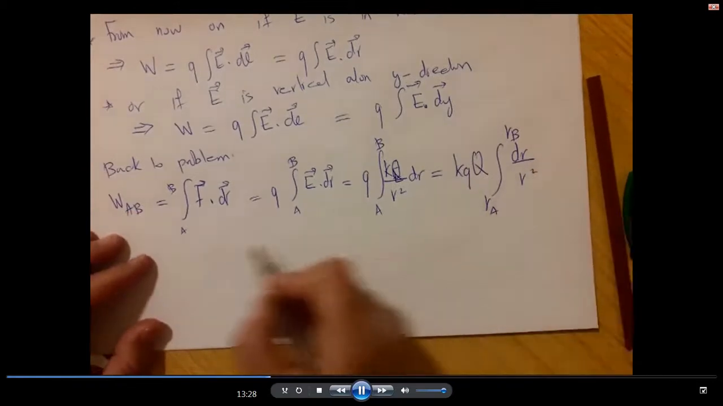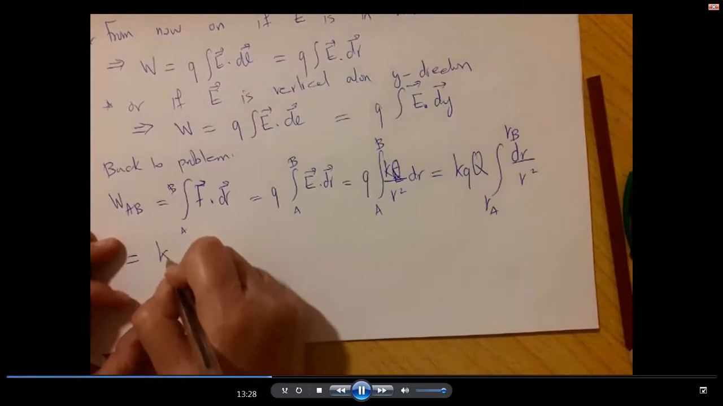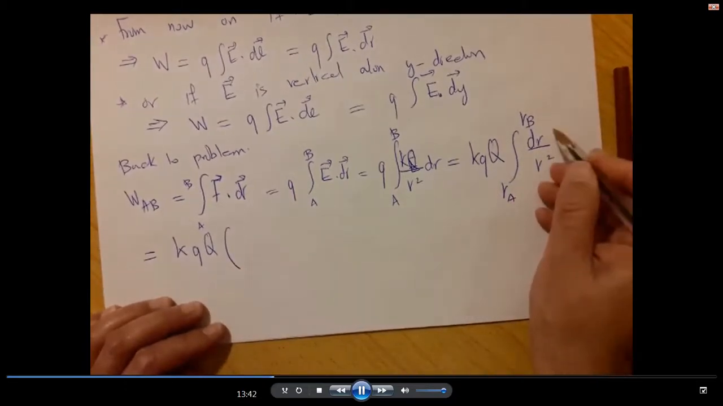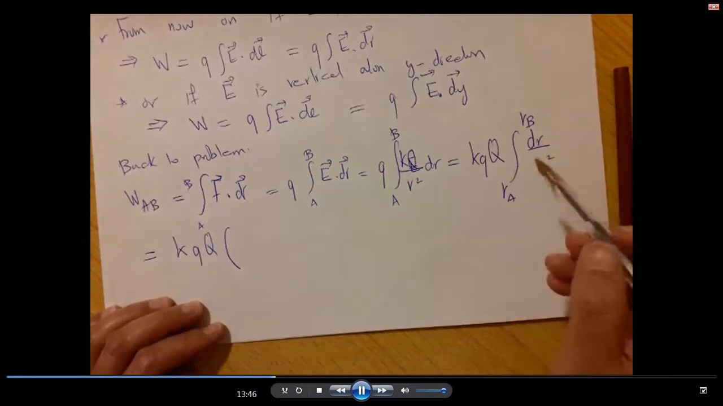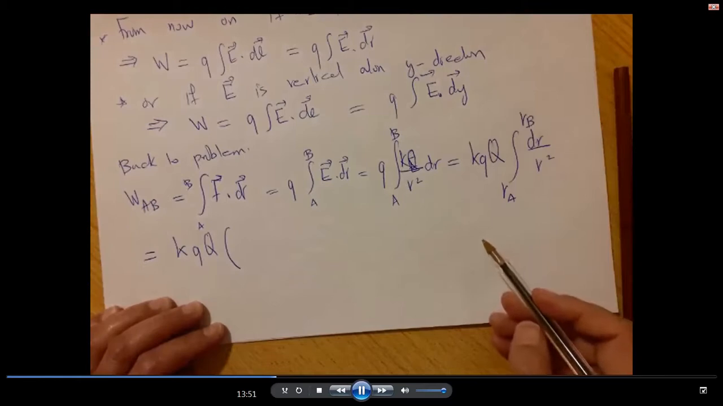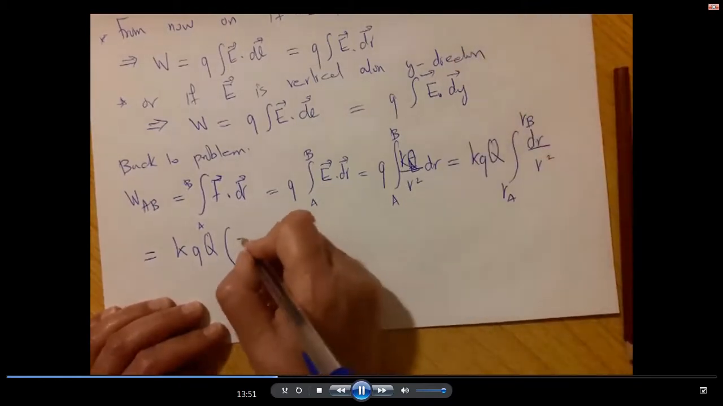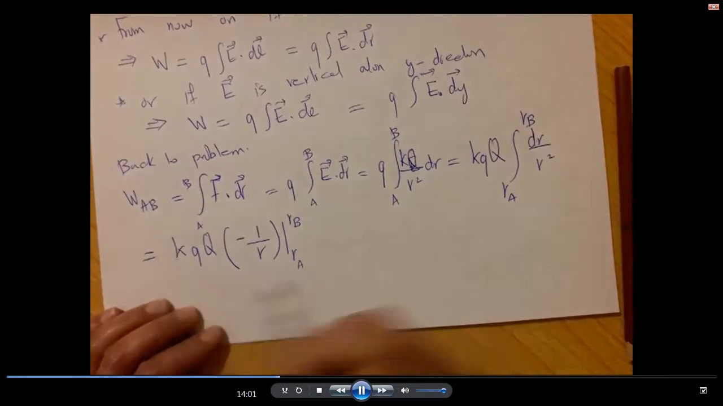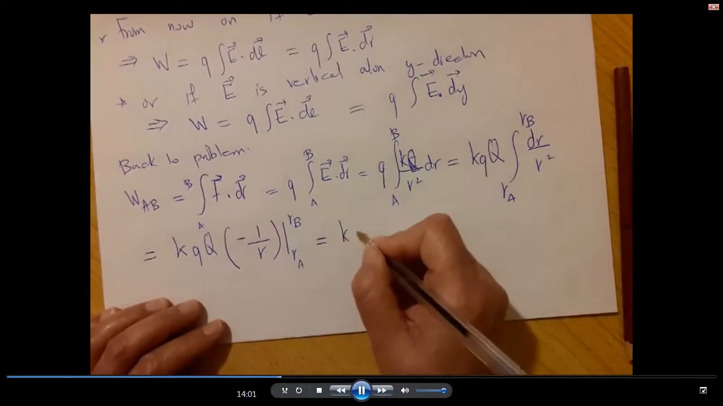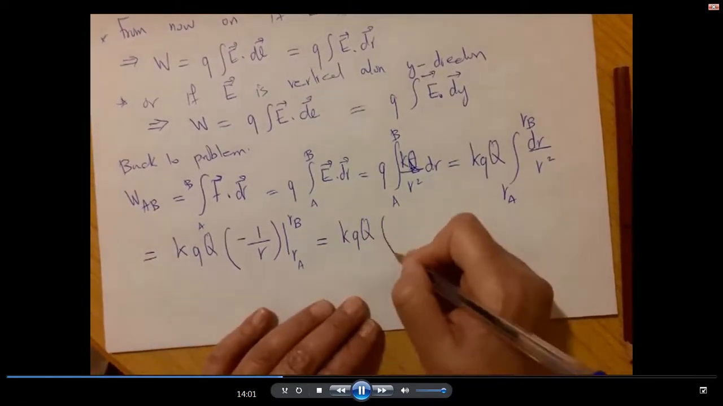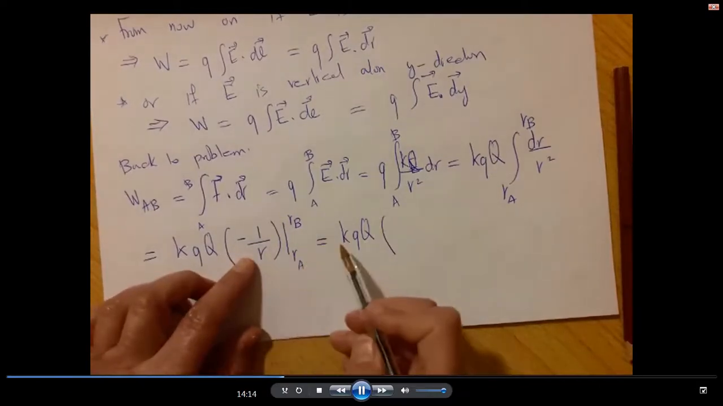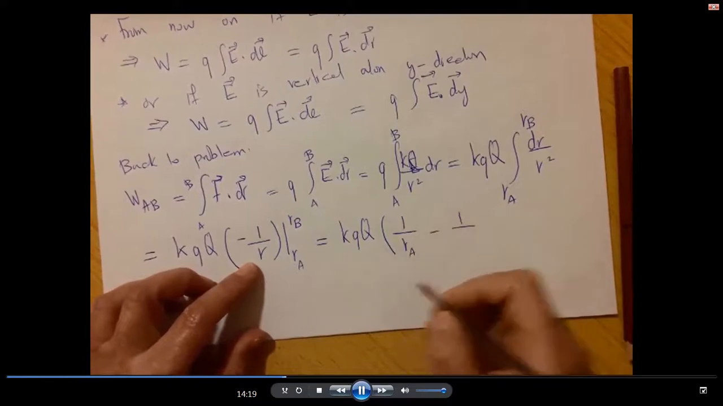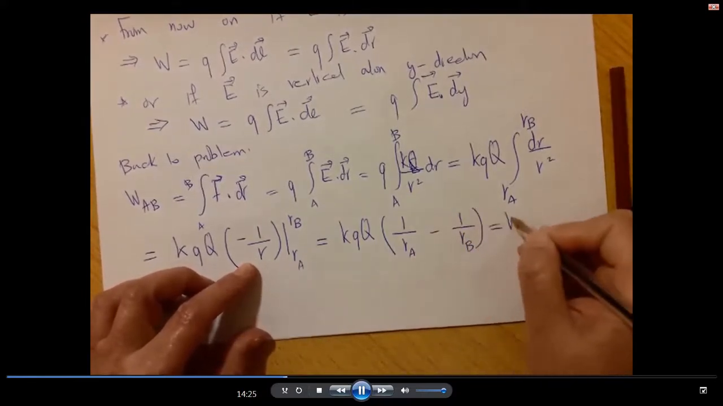The integral of this: k small q capital Q are the constants outside. The integral of dr over r squared, moving the denominator up, becomes r to the power minus 2. So the integral is r to the power minus 1 over minus 1, and r to the power minus 1 means 1 over r. So it is minus 1 over r from r of A to r of B. This is the work done. It equals kqQ times minus 1 over r B minus minus 1 over r A. In other words, 1 over r A minus 1 over r B. This is W AB.